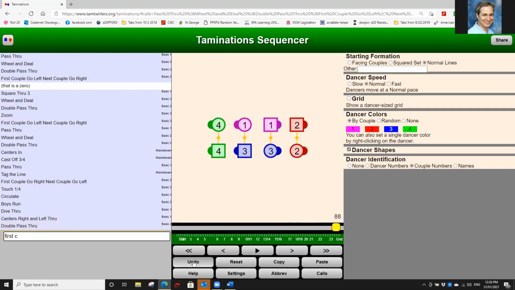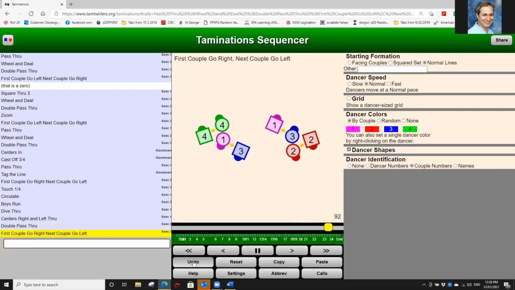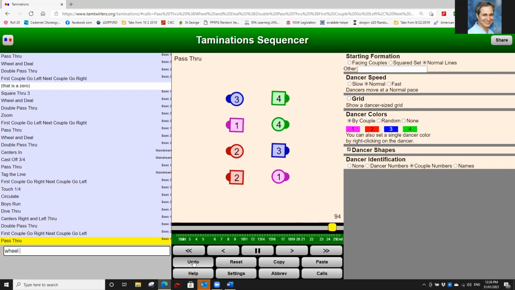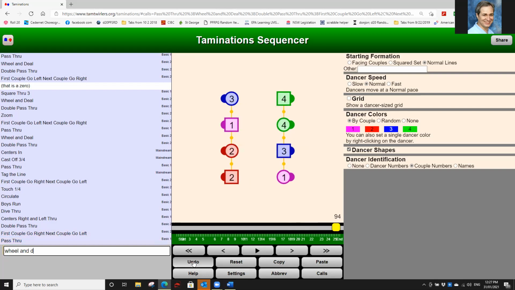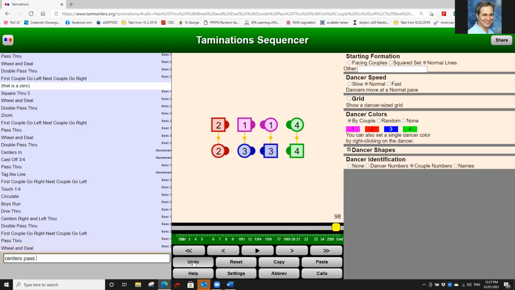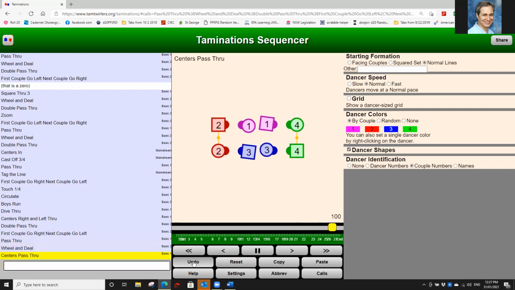And remember, we want to change the sequence now. So we want to have the first couple go right, next go left. Just cancel the right and left through. Yeah. Now pass through, wheel and deal. And we're right in the position to have the centers pass through to the corner. And then you can do a left Alaman and a right and left grand, and they'll be home right from here.